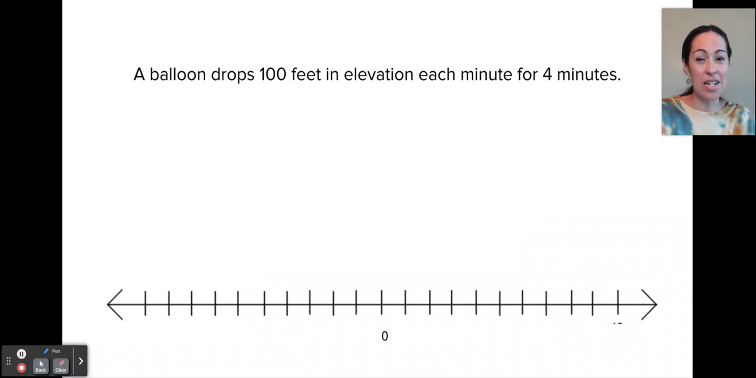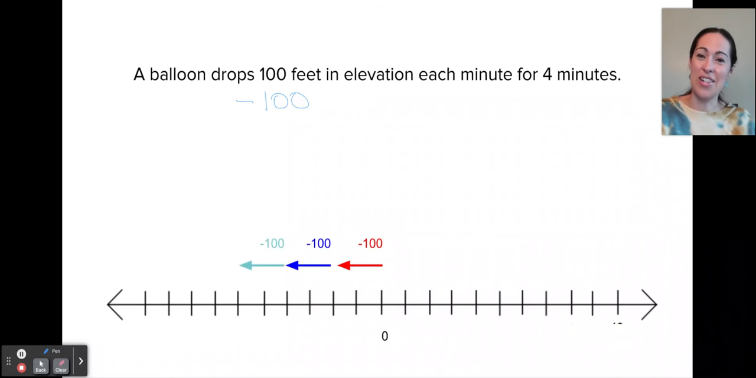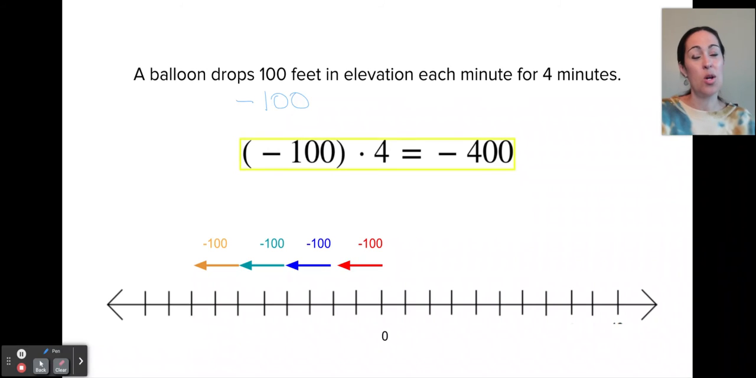So here's another scenario. A ball drops 100 feet in elevation each minute for 4 minutes. Dropping 100 feet is going to be a -100. And this is going to happen 4 times in a row. So -100, and then another -100, another one, and another one. We are going to end up at -400. As a multiplication problem, we could write this as -100 times 4 gives me -400.